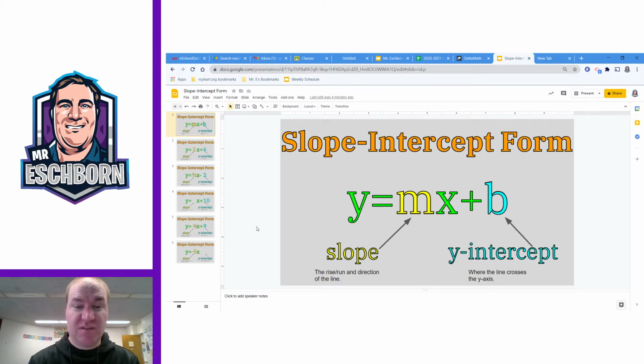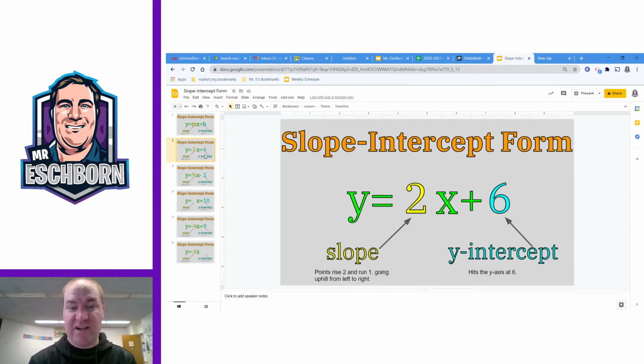M represents the slope of the line that you're graphing. I don't know why they picked M for slope, but M represents the slope of the line, and B represents the y-intercept. Again, I don't know why they picked B, but that represents where the line crosses the y-axis. So if I were to give you this equation, y equals 2x plus 6, without even seeing the graph, you could tell me that the slope is 2 and the y-intercept is 6.